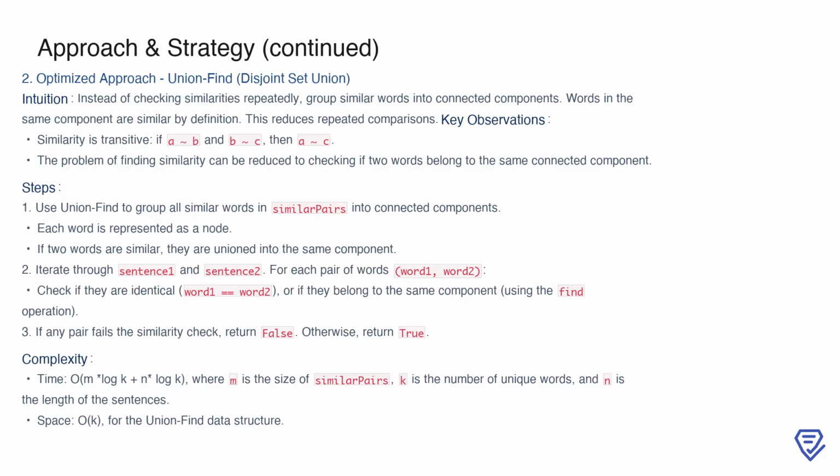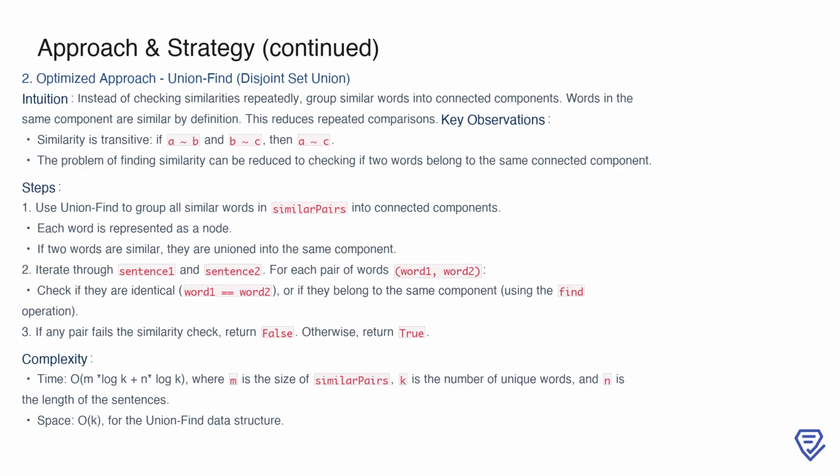By unioning similar words into the same component, we can efficiently check if two words belong to the same group. When iterating through the sentences, we only need to check if the words are identical or if they share the same component using the find operation. This approach significantly reduces redundancy compared to brute force.